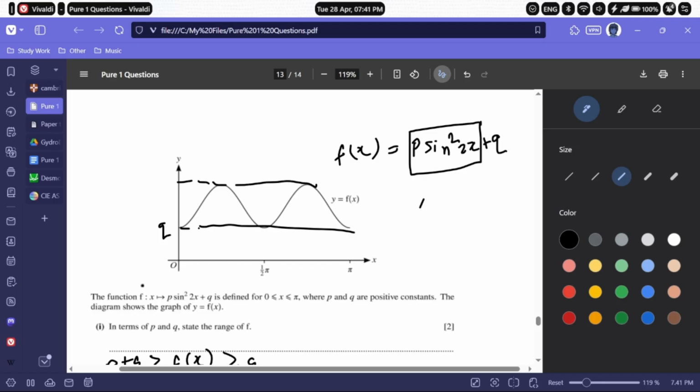As you can see, the thing that I marked in the box can never be negative because first of all, sine square can never be negative, and they clearly told you that p and q are positive. So when p sine square 2x is 0, that's where you get the minimum value for f of x, which is q. And the maximum value would be when p sine square 2x is equal to p, because sine square 2x can have a maximum value of 1.